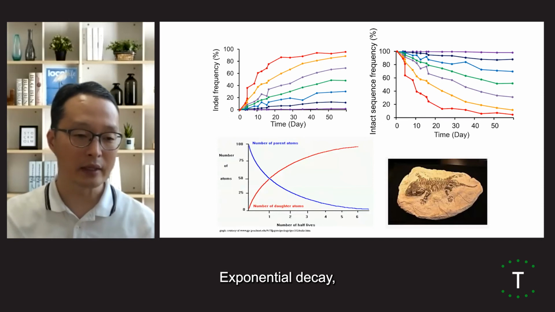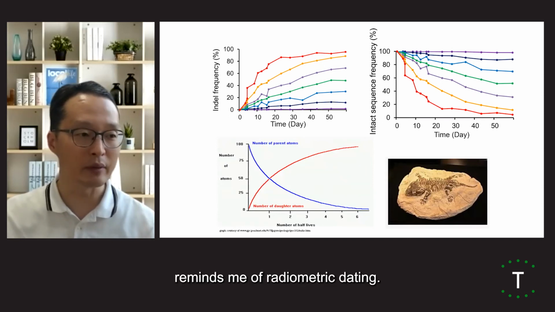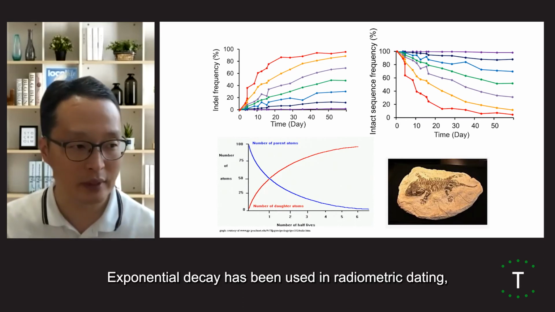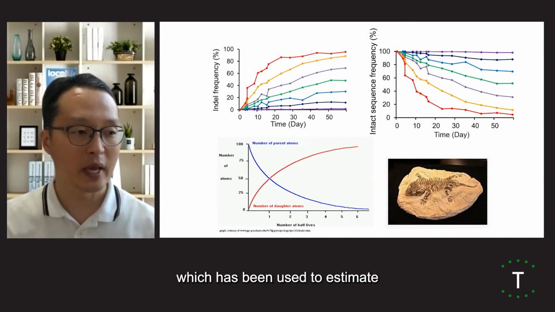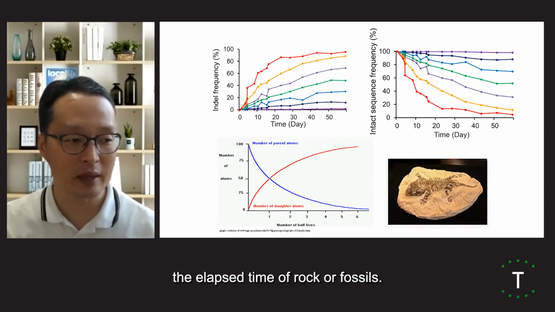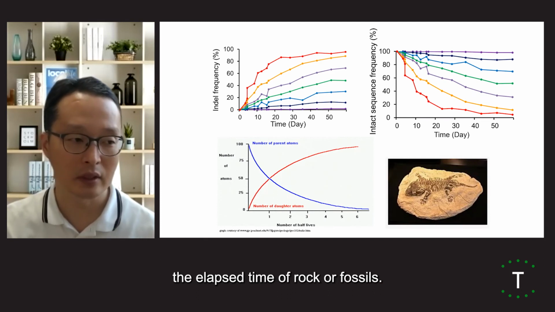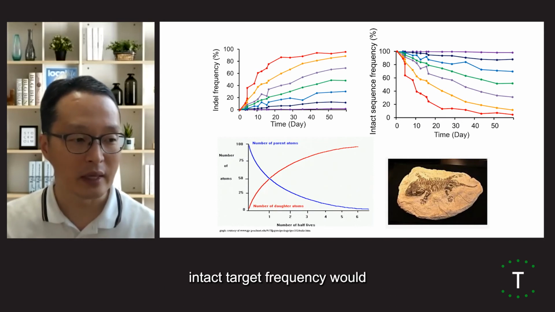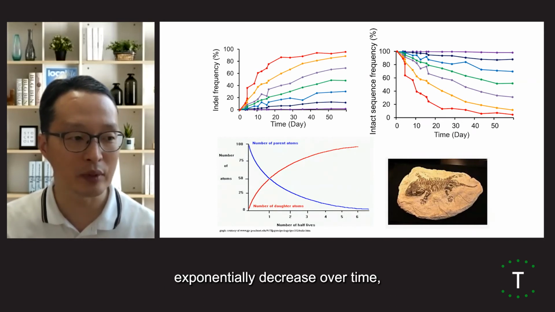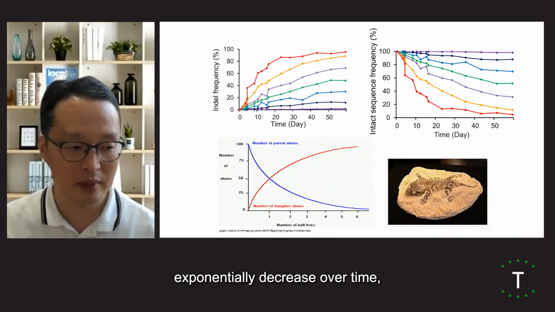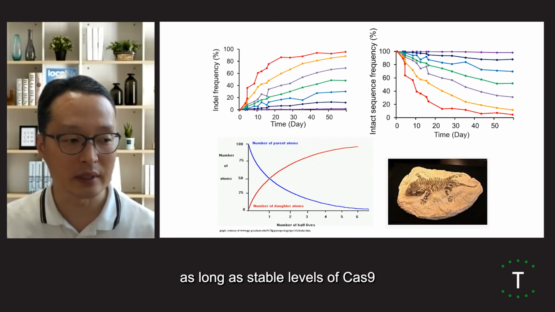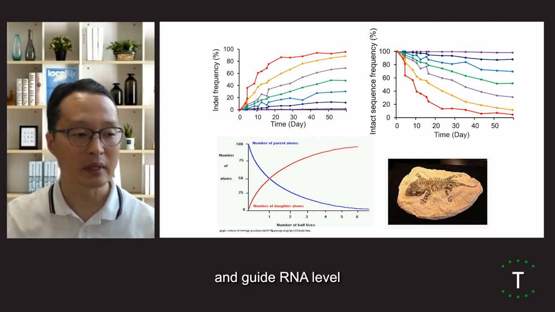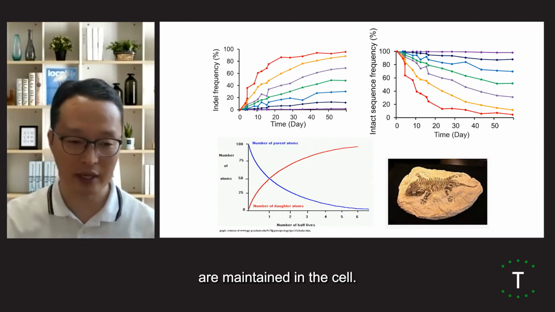Exponential decay reminds me of radiometric dating. Exponential decay has been used in radiometric dating, which has been used to estimate the elapsed time of rocks or fossils. Like radiometric dating, we postulated that intact target frequency would exponentially decrease over time as long as stable levels of Cas9 and guide RNA are maintained in the cell.